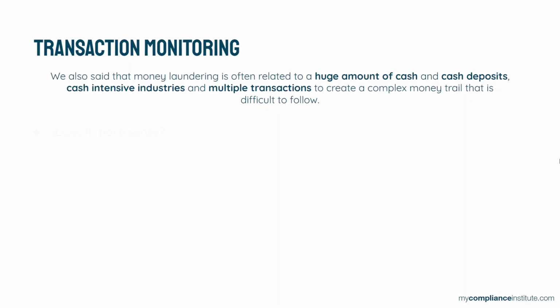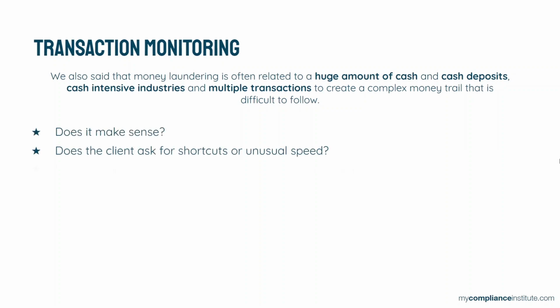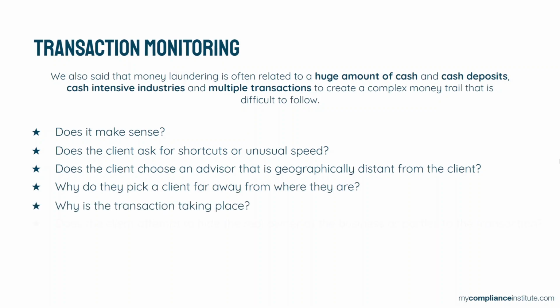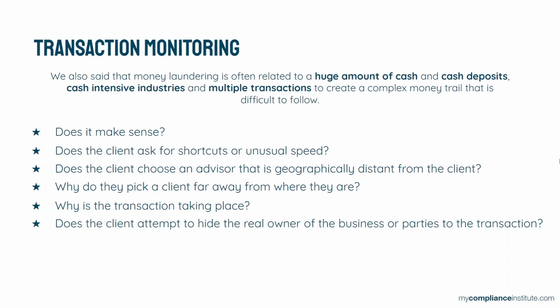So when monitoring an account or a transaction, a company should look at client behavior and ask questions such as: does it make sense? Does the client ask for shortcuts or unusual speed? Does the client choose an advisor that is geographically distant from the client? Why do they pick a client far away from where they are? Why is the transaction taking place? Does the client attempt to hide the real owner of the business or parties to the transaction? Therefore, client behavior is an indicator.